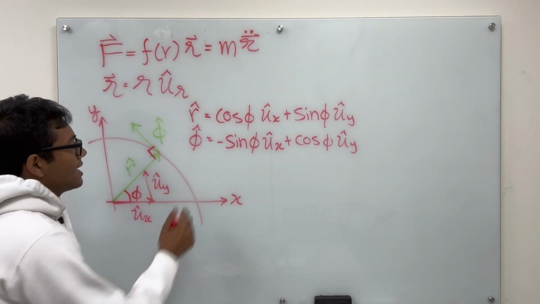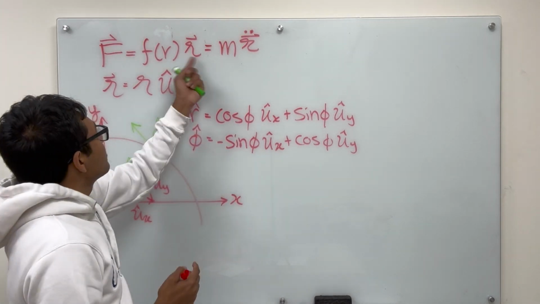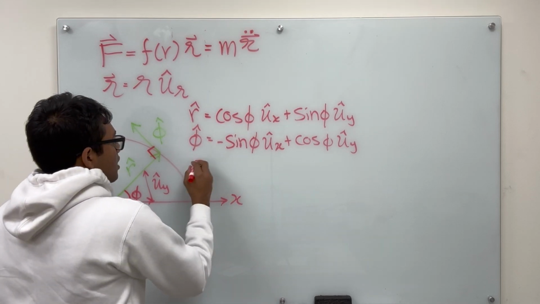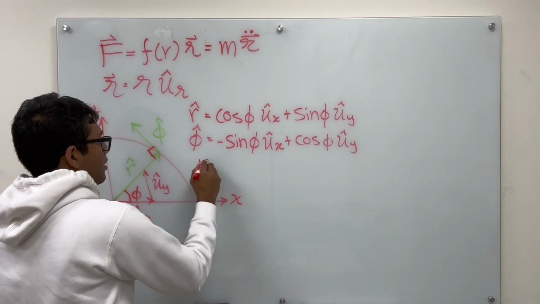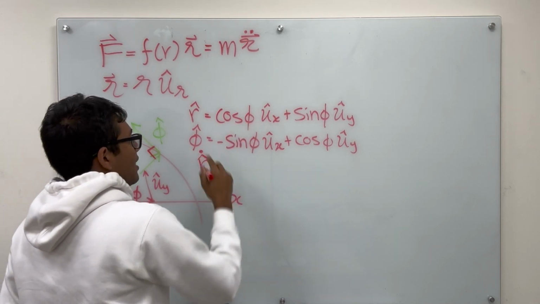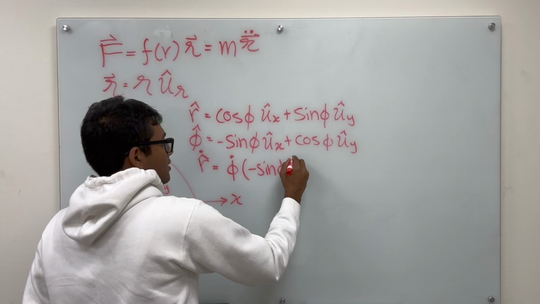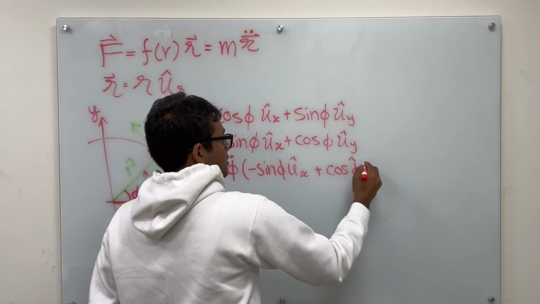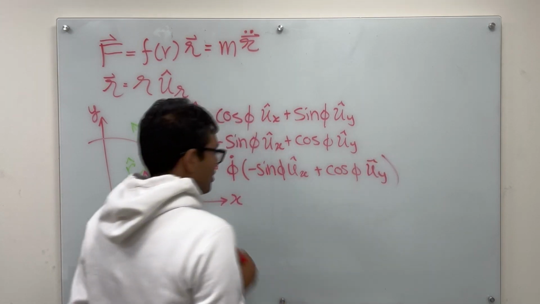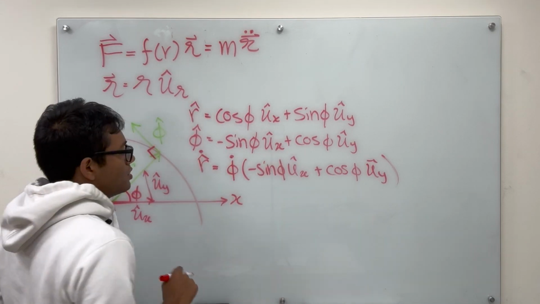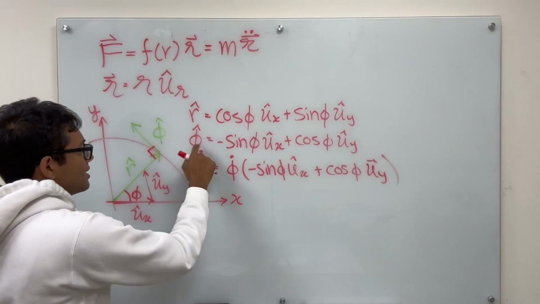Okay, great. Now I'm going to take the time derivative of r hat and phi hat so that I can use them to plug into Newton's second law. So let's do that. So r hat dot is what? Well, I'm going to have phi dot come out of the chain rule, and I'm going to have minus sine phi u sub x hat plus cosine phi u sub y hat. Okay, wonderful. Now notice that minus sine phi plus cosine phi, does that look familiar? Well, yeah, that's just phi hat.